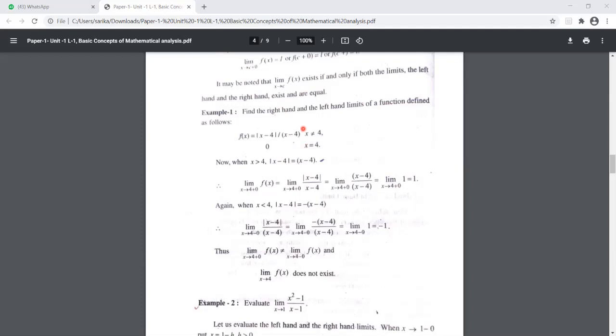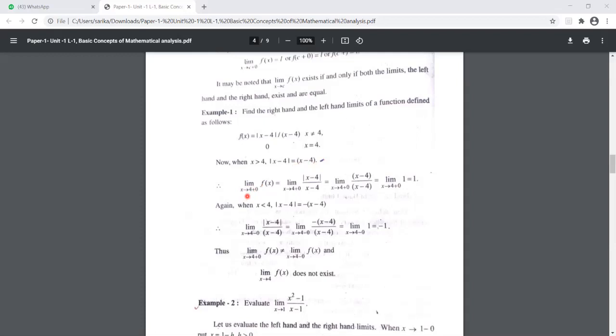Okay, now see this example. Find the right hand and the left hand limits of a function defined as follows. The function is f(x) equal to mod of (x minus 4) by (x minus 4), where x is not 4, and 0 where x is 4. Now, when x is greater than 4, mod of x minus 4 is x minus 4. Of course, it will be a positive value, so we can write it as x minus 4.